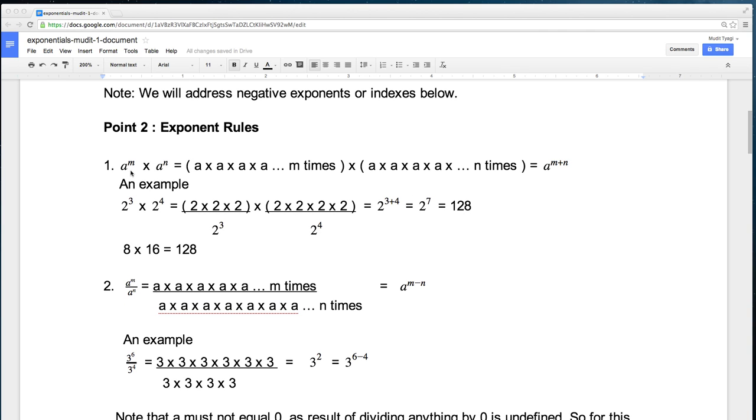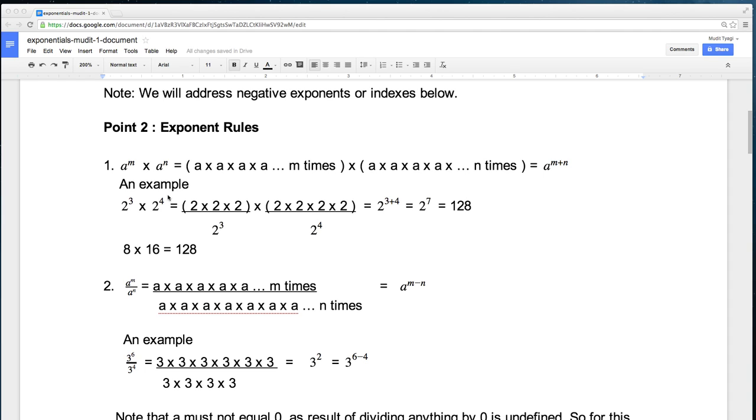So let's take a look at what happens when you have a to the m times a to the n. Well, what does a to the m mean? It means you do a times a times a times a, and you do that m times. And then you multiply it with a times a times a times a, and you do that n times. Now, if you count up all of the a's that you're multiplying, you've got m times here, n times here, and so you're multiplying them m plus n times.